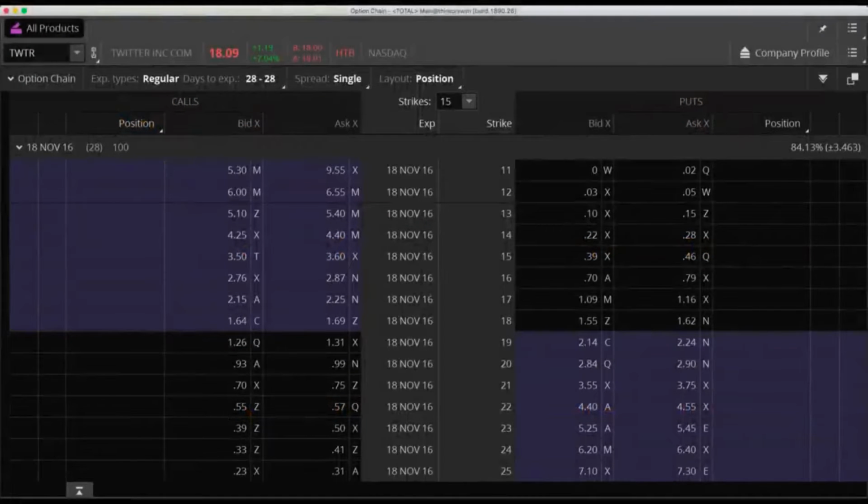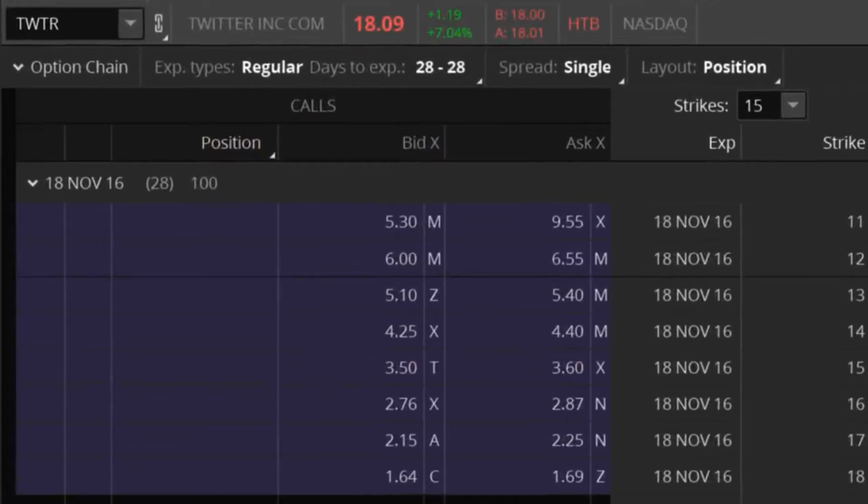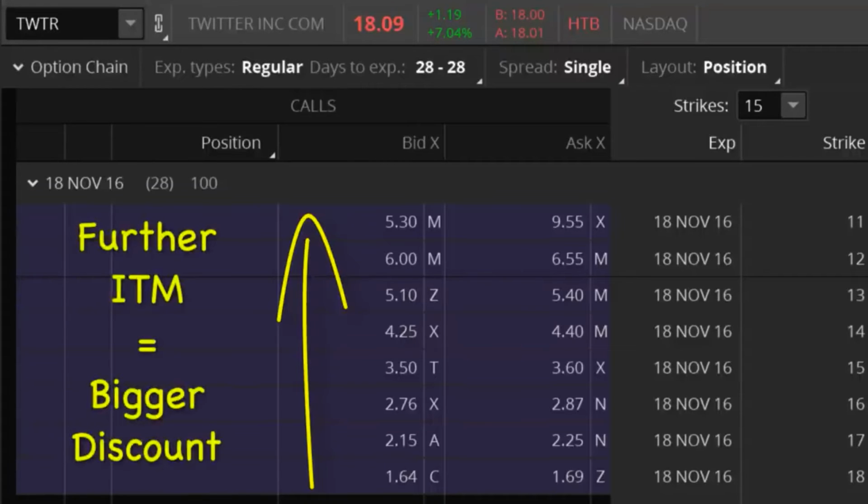Now, this is where it will start to come together. You'll notice that the further in the money an option is, the more expensive it is. This is because if an option allows you to purchase the stock at a bigger discount, it's going to be more valuable than an option that only allows you to purchase the stock at a small discount. Now here's the thing, stock prices are always moving.